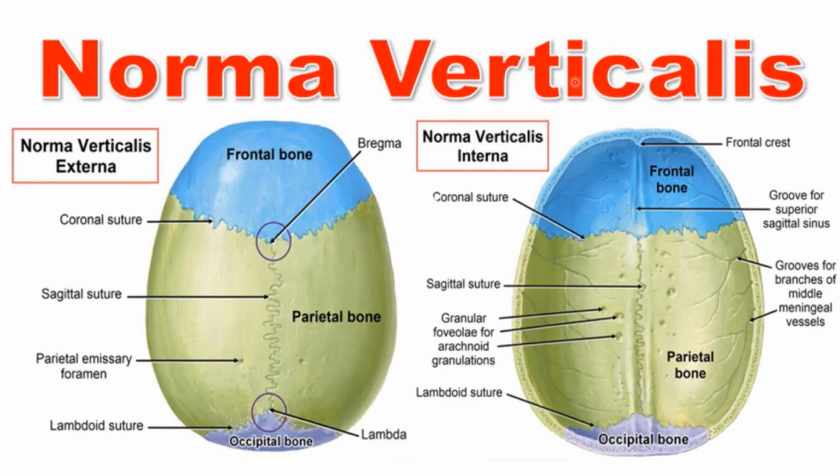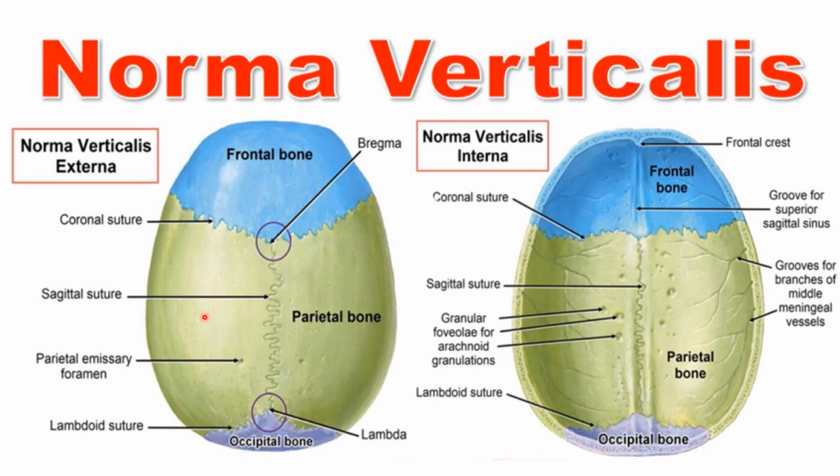Okay, so to recapitulate what we've learned so far, this is the normal verticalis. For the normal verticalis, we have the externa and we have the interna. Just an overview. So we look at the bones of the externa. This is the frontal bone, this is the parietal bone, this is the occipital bone. Frontal bone forms the anterior part, occipital bone forms the posterior part, then we have parietal bone on each side.